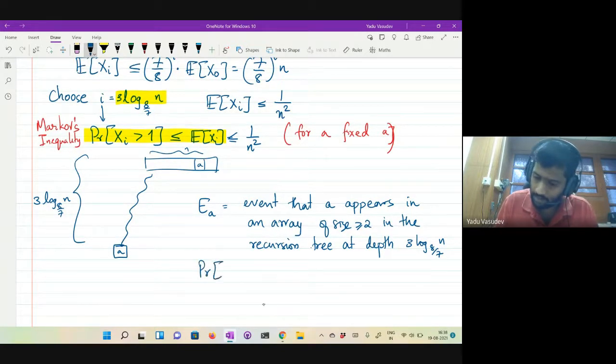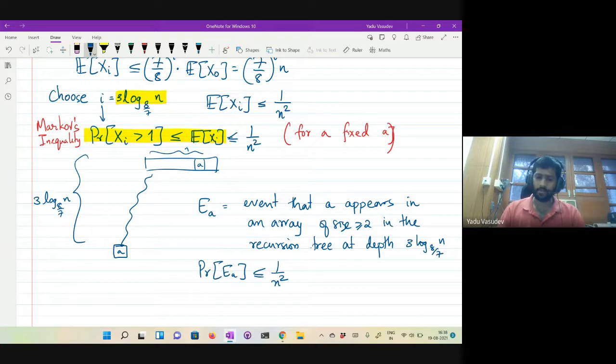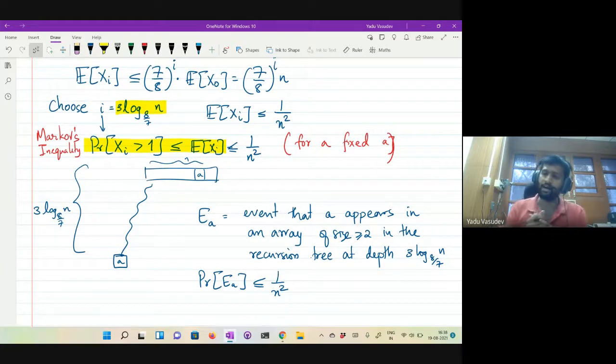This probability of EA is what you have just bounded by 1 over n square. Because what it says is that at the level 3 log n to the base 3 log n, the probability that the size of the array is greater than 1 is just less than 1 over n square. So for a fixed A, it's unlikely to go beyond that length, beyond that level of recursion.